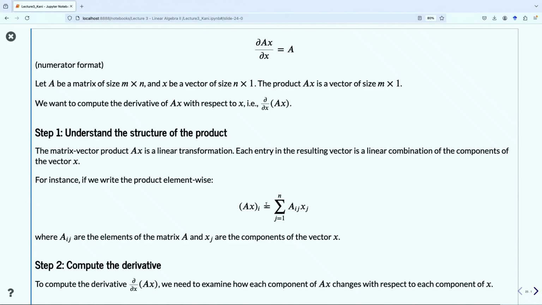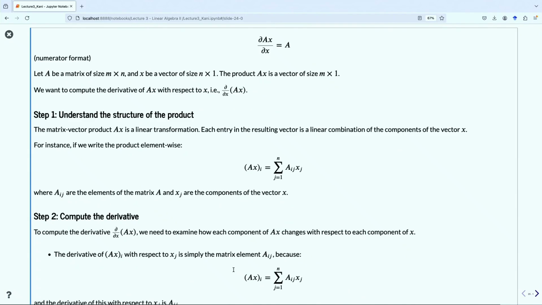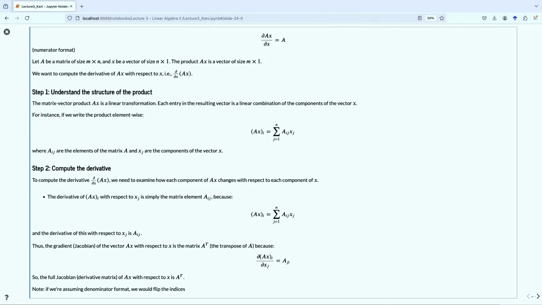So to compute the derivative, we just compute the derivative of this with respect to x. All we're doing is trying to figure out, for each position in a new matrix, if we vary x1 by a certain amount, how will that change the output? Okay.